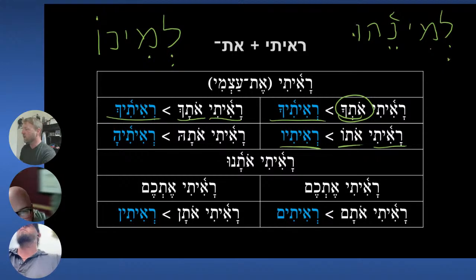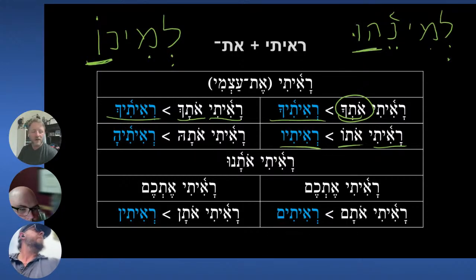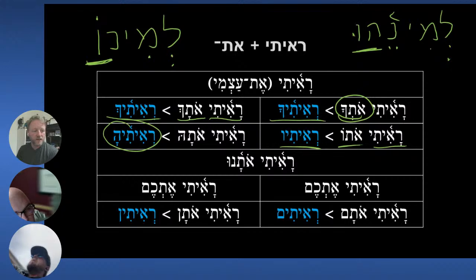Leminehu and lemino are the same exact thing. So we have the o ending or the hu ending, and we just have to deal with the fact that in Hebrew, o and hu mean the same thing. So ahu, ehu, or just o. Re'itiv, re'itihu. And the feminine, re'itiha, I saw her. Re'itiha. Okay? We're not going to say, I saw us.